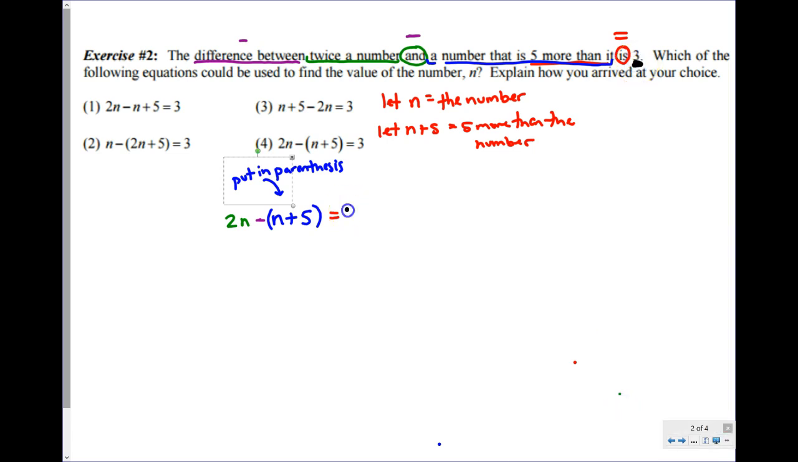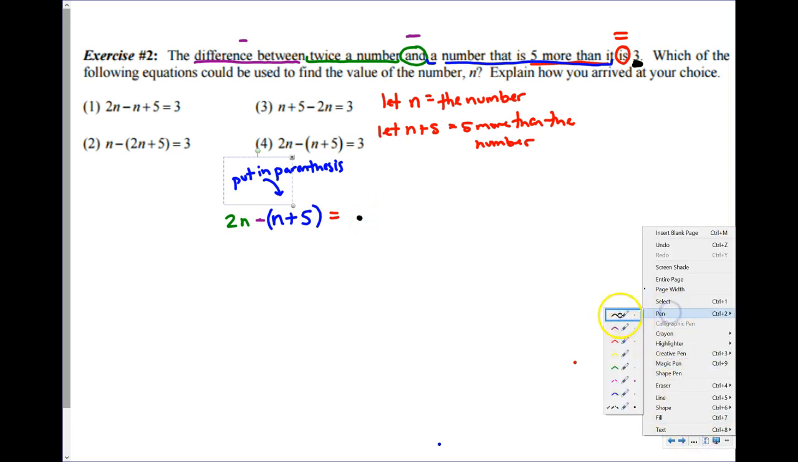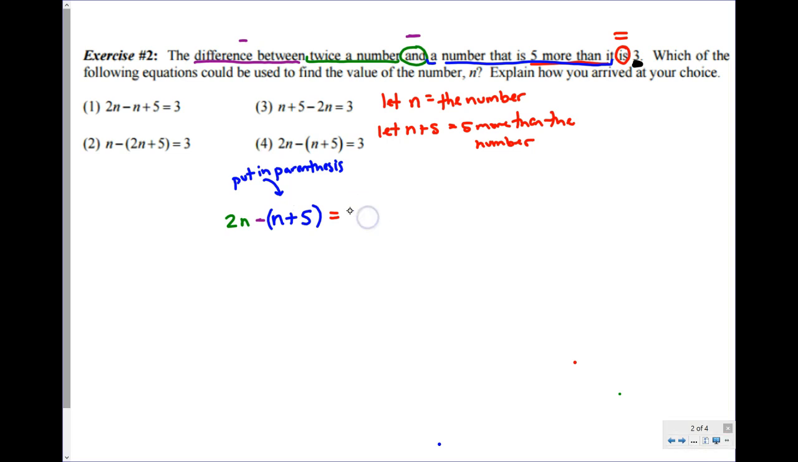3. So it equals 3. Holy cow, that 3 turned out super weird. Let's try the different color. I don't know why that's doing that. There we go, let's try this one. Okay, 3. Now when we solve it, I'm going to explain why this one's a little trickier.